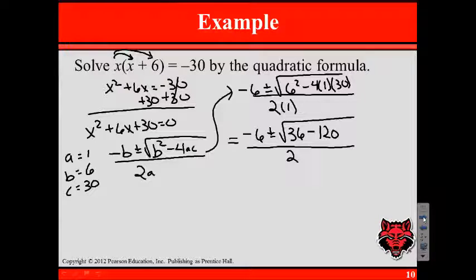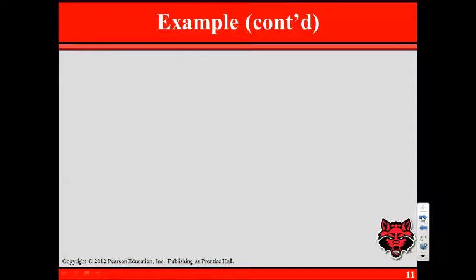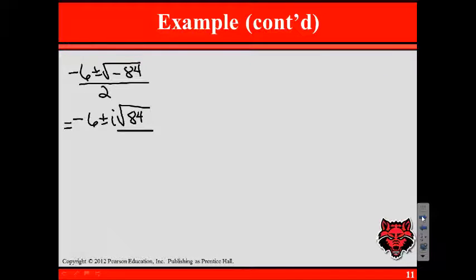So we want to continue to simplify underneath the square root. And we will get negative 6 plus or minus the square root of negative 84 all over 2. So we subtract 36 minus 120, and we get negative 84. Let's take this to the next slide and continue to simplify. Negative 6 plus or minus the square root of negative 84 all over 2. Remember, anytime you have a negative underneath the square root, we pull the negative to the outside, or we just rewrite it as an i. So now we have negative 6 plus or minus i square root 84 over 2.